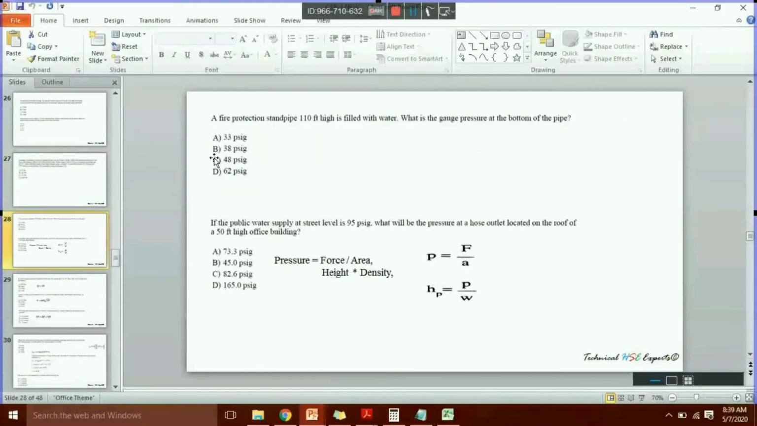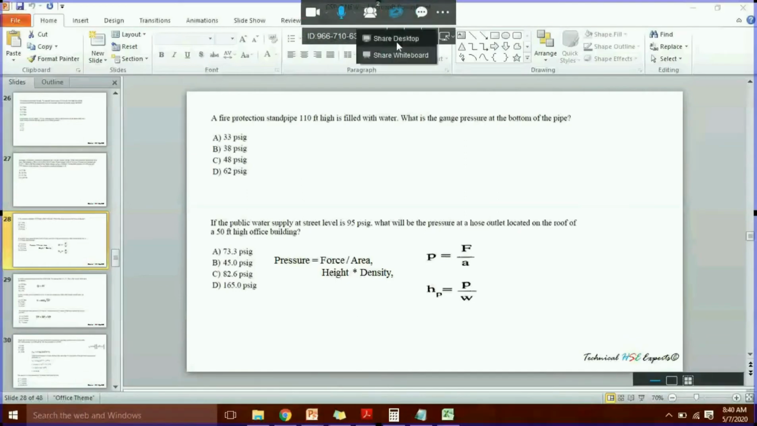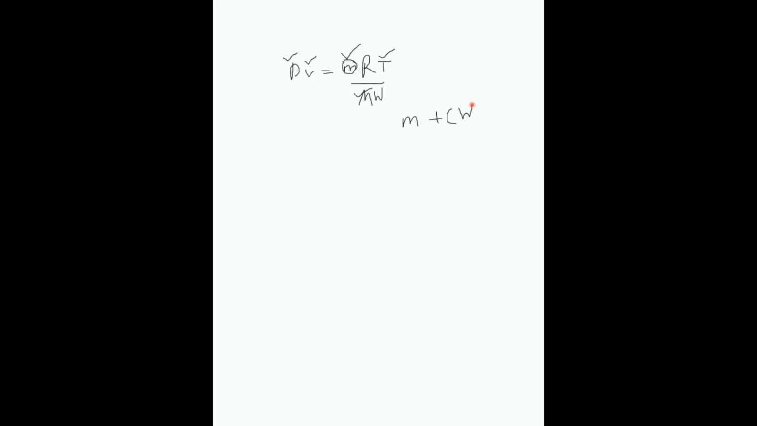See this question. A fire protection standpipe 110 feet high is filled with water. What is the gauge pressure at the bottom of the pipe? So it is filled with water, so you know the density of water very well. What is the density of water?